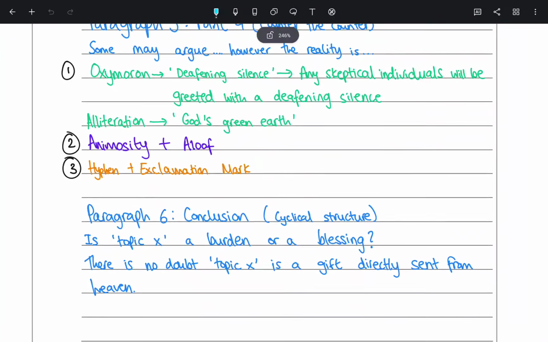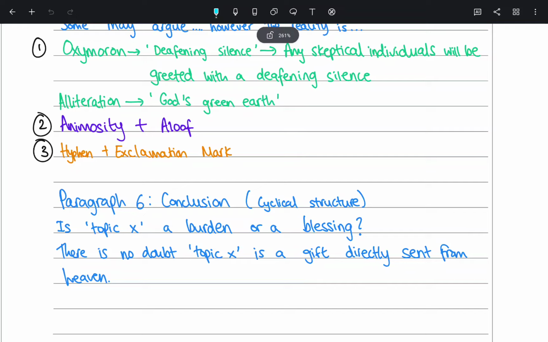And finally, your paragraph 6. Now, you can write more than 6 paragraphs, but this is just a bare minimum, okay, for the 40 marker. If you want to do 7 or 8 and add your own paragraph between one of these, then that's completely fine as well. Your paragraph 6 could be a conclusion. Here, what I like to do is use a cyclical structure. So how you started is how you end as well, in a similar way.